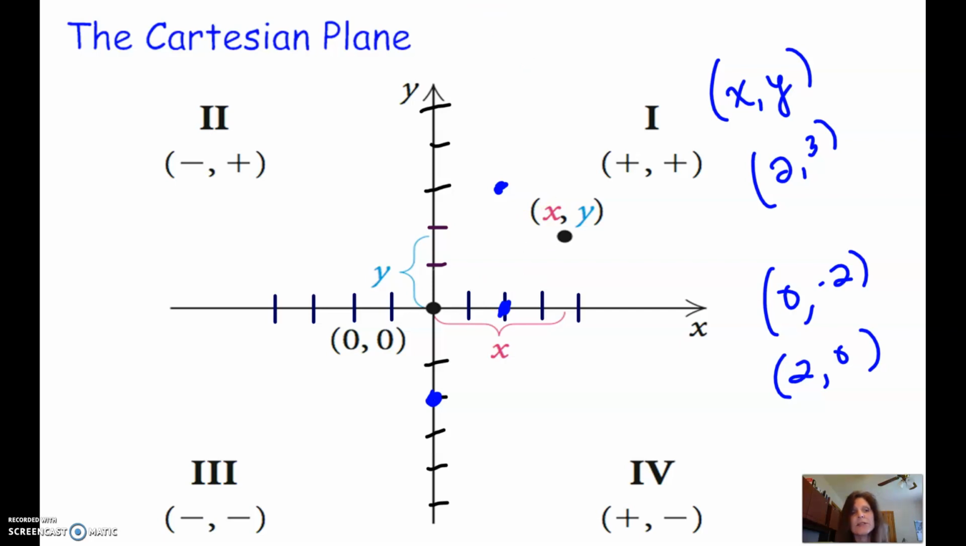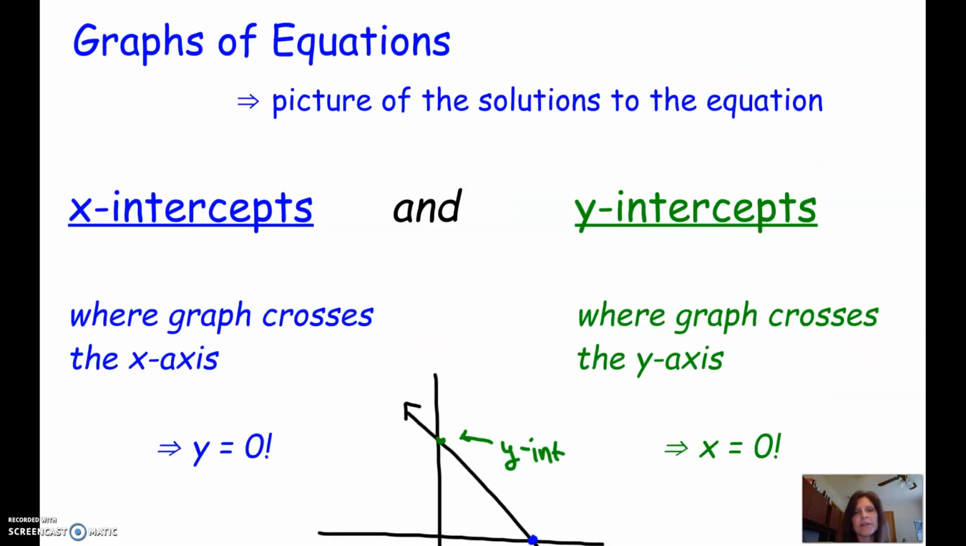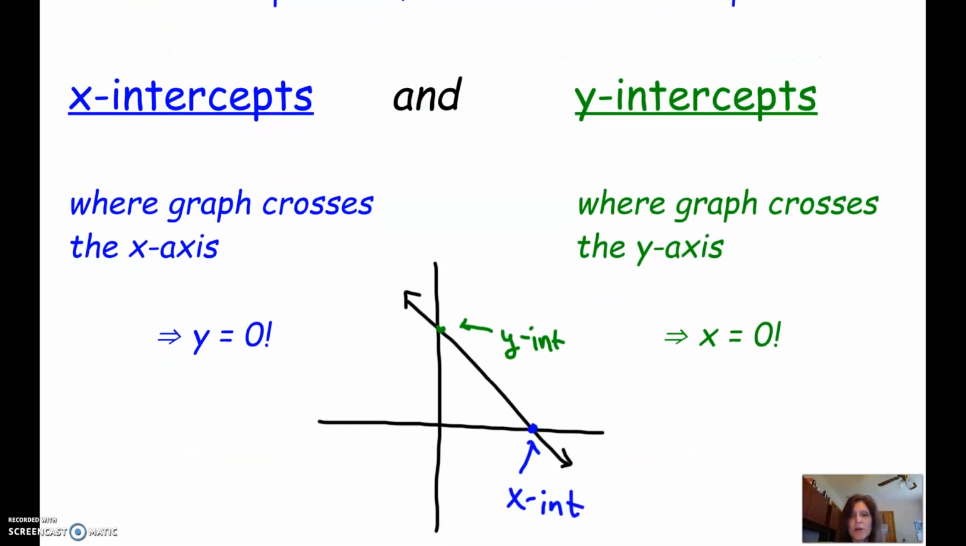All right, so we're going to be doing some graphing, and graphing is really just pictures of solutions to equations. Two key points on graphs of lines, and actually graphs of all kinds of equations, are the intercepts. So we have x-intercepts and y-intercepts. The x-intercept is going to be where we're crossing the x-axis. So if you're thinking about what we just talked about, that means that to stay on the x-axis, I'm not going to let y go anywhere. I have to keep y equal to 0.